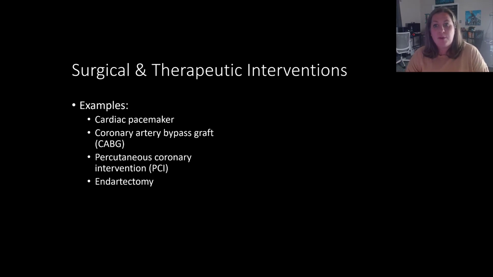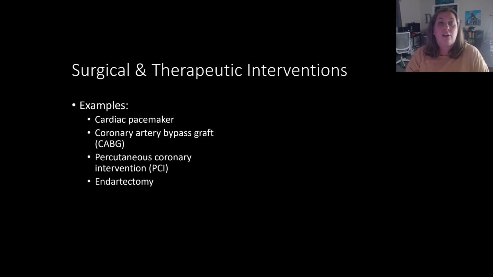Some surgical and therapeutic interventions come into play when we're talking about the heart and the vessels. We do see that you can have a cardiac pacemaker put in. If that SA node that's supposed to be keeping pace for your heart, making sure you're beating like you should, if those cells get damaged due to like a heart attack or something like that, we may have to put in an artificial pacemaker in order to help keep pace for the heart. And that's what a cardiac pacemaker would do.